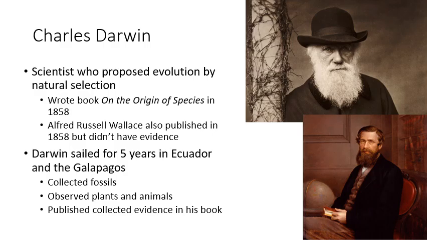Charles Darwin, of course, is the scientist who is credited with the theory of evolution. He wrote a book on the origin of species in 1858, which proposed the idea of evolution and also included a bunch of evidence supporting evolution, most of which he collected during his travels in the Galapagos Islands, where he looked at a bunch of different plant and animal species and also looked at fossils. He made a bunch of drawings and observations that were reproduced in the book.